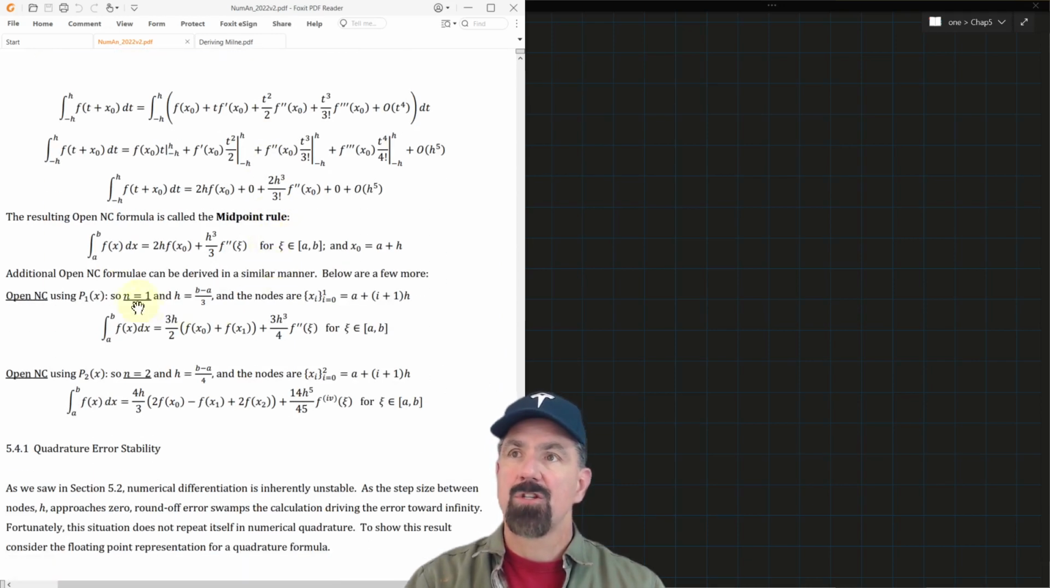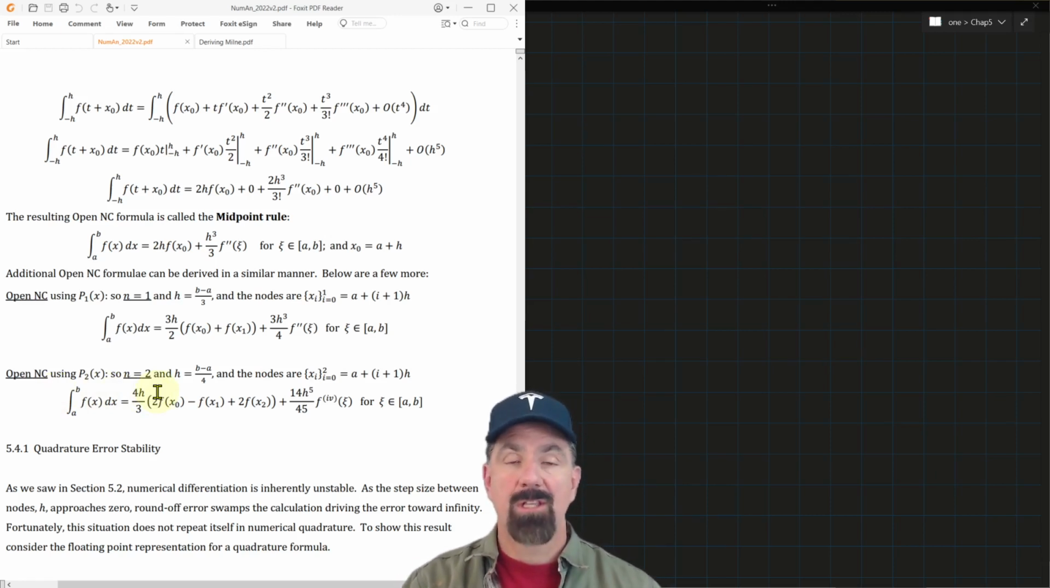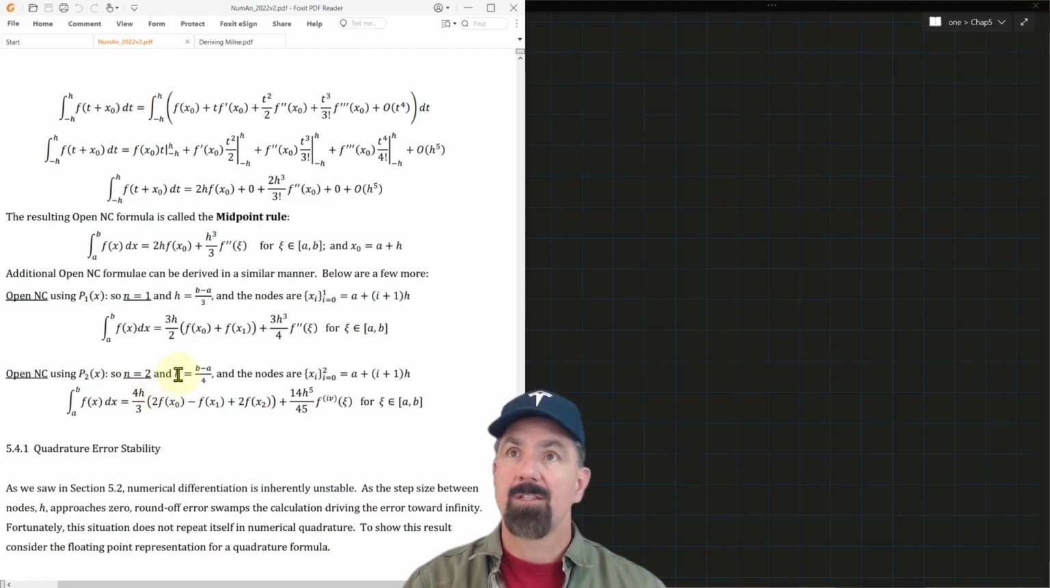The first three open Newton-Cotes methods are listed. The midpoint rule, which is derived up here, is quite straightforward. And then we also have the open Newton-Cotes first order and second order interpolating polynomials. We're going to spend most of our time today talking about the second order interpolating polynomial, to do a bit of a comparison with Simpson's rule and to give you exposure to how these things are derived. Remember, there will be a test question where you need to derive one of these methods.